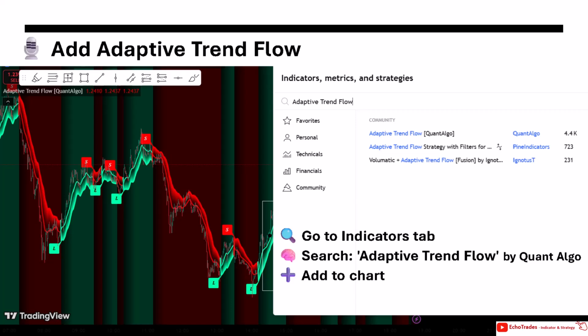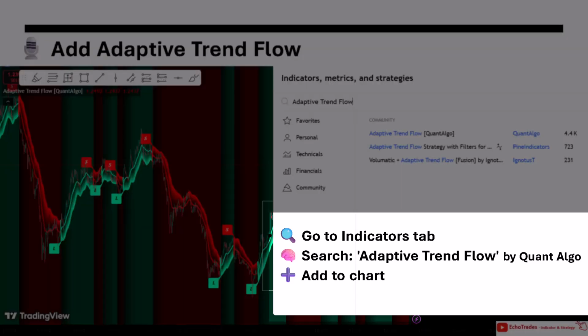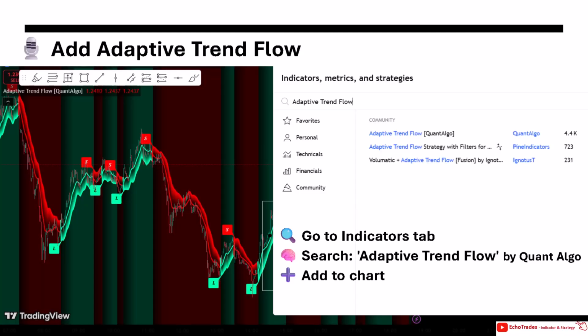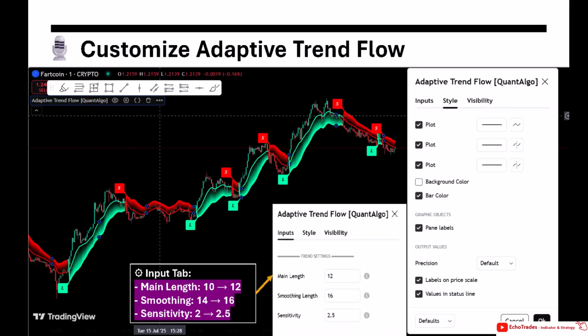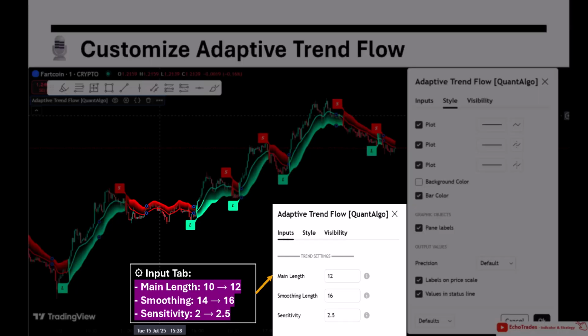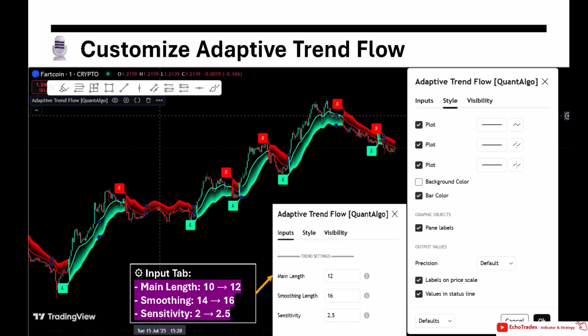Okay, clear enough. Setting it up in TradingView is straightforward. You go to Indicators, search Adaptive Trend Flow by Quant Algo, add it. Simple. Right, but there are probably specific settings tweaks for this strategy. Yes, exactly. For visual tidiness, first thing is in the Style tab, you can hide the background color. Just cleans it up a bit. But the important bit is the Input tab. You need to make a few changes from the defaults. All right, what are they? Change main length from 10 to 12, then change smoothing from 14 to 16, and finally adjust sensitivity from 2 up to 2.5. Okay, 12, 16, and 2.5.